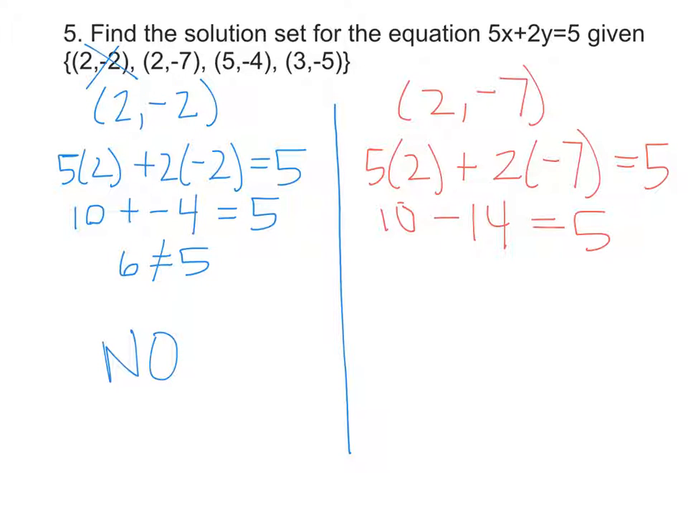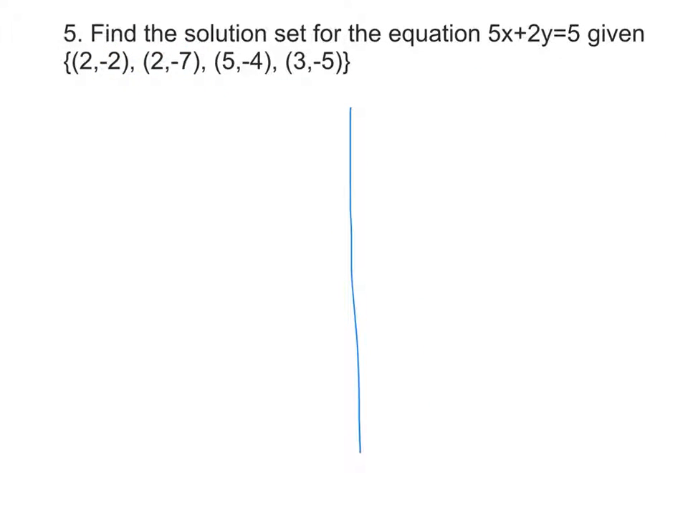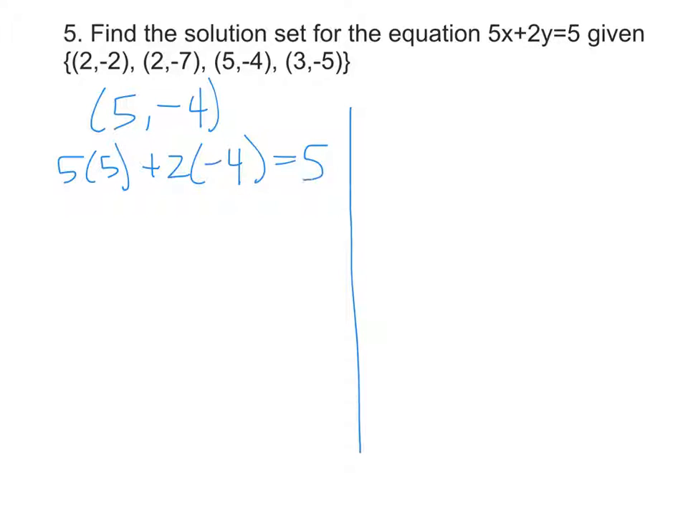10 minus 14 is negative 4, and that is not the same thing as 5. So again, we have no, and then I'm going to go back up here and cross off that. That is not part of our answer. Try the next point. This time it's 5, negative 4. So 5 times 5 plus 2 times negative 4 equals 5.